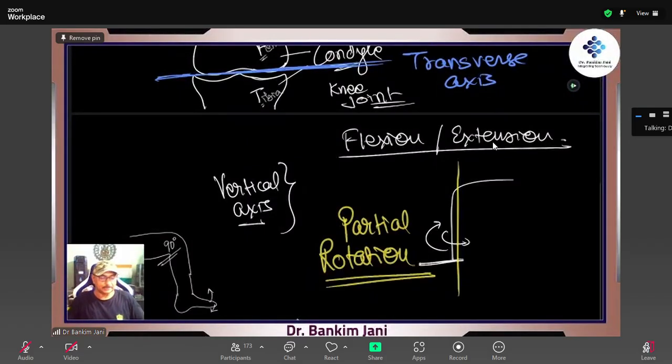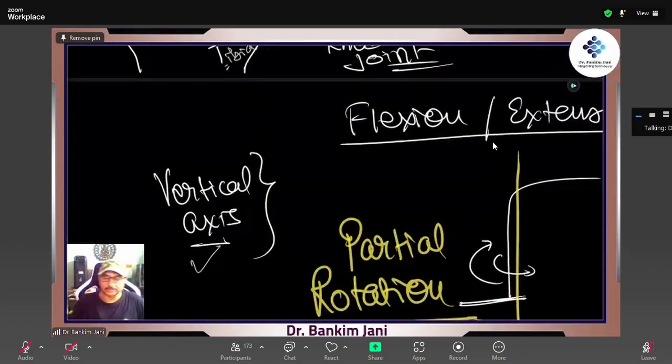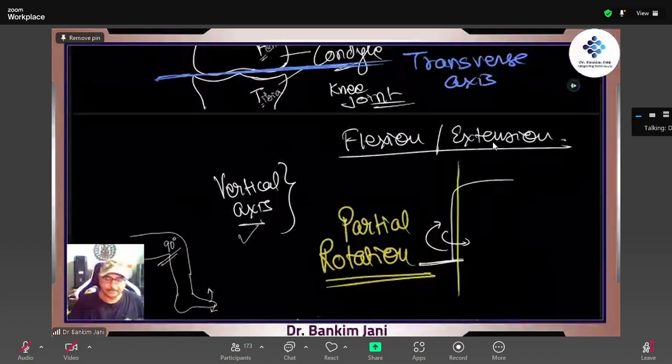Correct? So yes, you can. So when we are moving it in and out, which axis are we dealing with? It is going like this, so that means the axis will be like this. Vertical. Vertical axis. That's right. So that would be the vertical axis, where then there will be the partial rotation, medial and lateral.